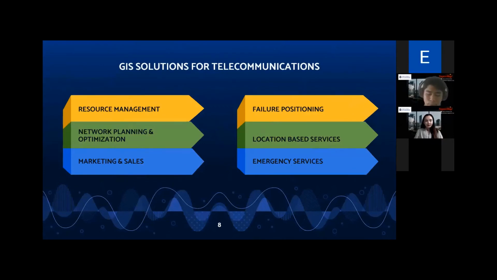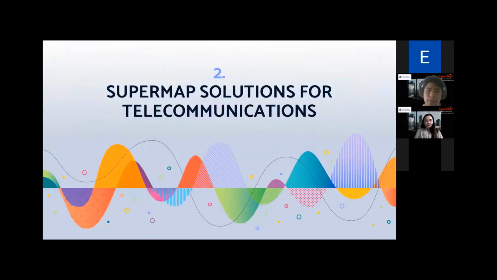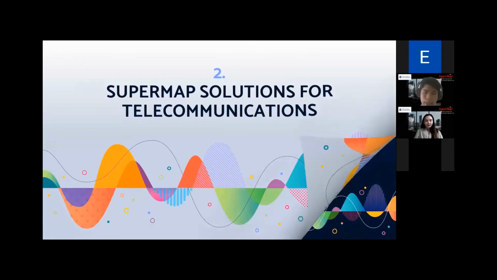And here are now the GIS solutions for telecommunications that we will be discussing today. Resource management, network planning and optimization, marketing and sales, failure positioning, location-based services, and emergency services. So now we are in part 2 of the presentation, SuperMap solutions for telecommunications, where we will be showing you the specific GIS solutions for the previously mentioned aspects of telecommunications.